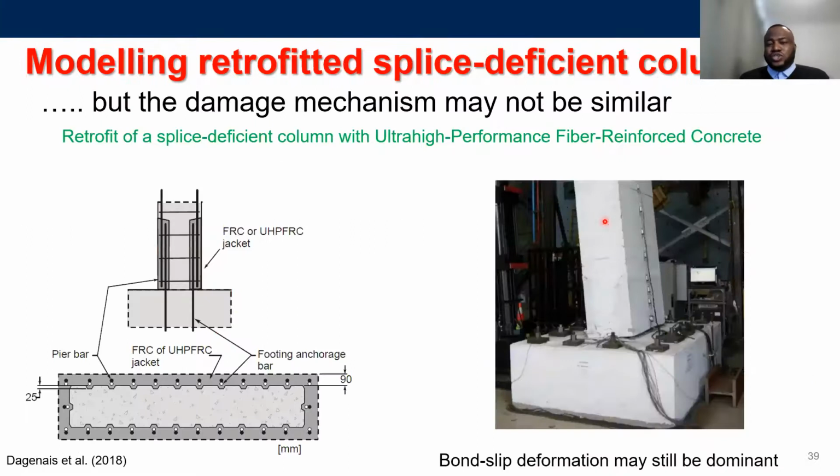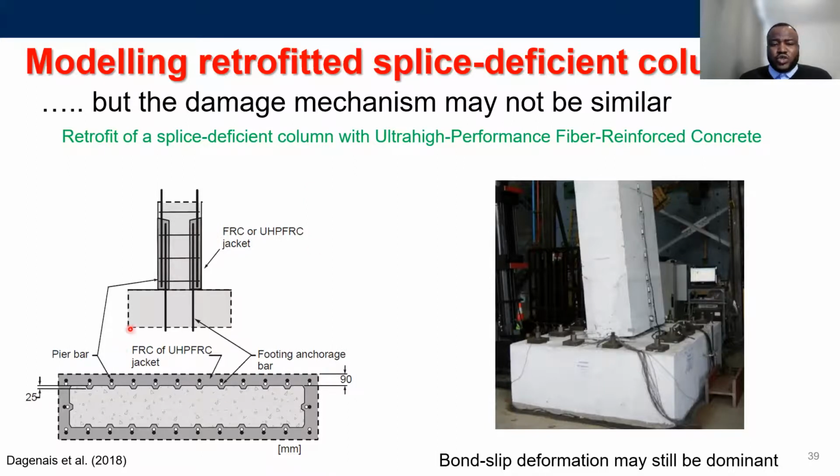However, there is an issue that needs to be thought about properly. Do we actually change our mechanism, or what actually changes? So even though the backbones are quite similar to a code conforming column, what do we know about the deformation component? A good example I like to talk about is this test that was done in Canada to fix some of the bridge piers using ultra high performance fiber reinforced concrete.